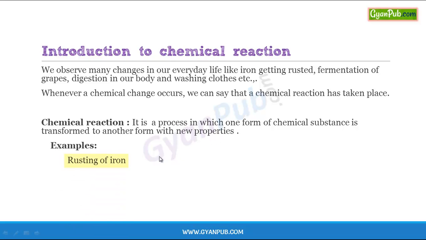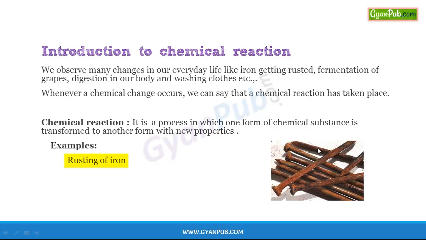For example, rusting of iron. If iron is exposed to a moist atmosphere, it gets oxidized and rusted. Here we can see the diagram of iron nails which were exposed to a moist atmosphere and got rusted after some days. After some time, their chemical nature is changed, and the process here is a chemical reaction.